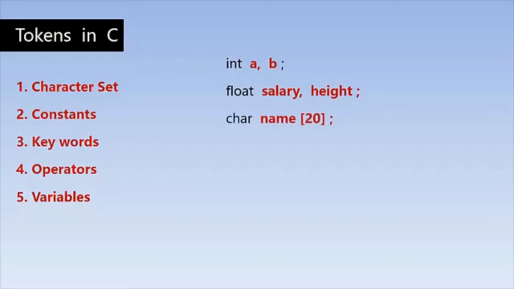Next, the variable name of length 20 characters. That is what char means here. The variable name of 20 characters can hold a string consisting of 20 characters. So friends, in this session we have learned the basics of C language, the advantages and characteristics of C language, and at last the tokens of C language.